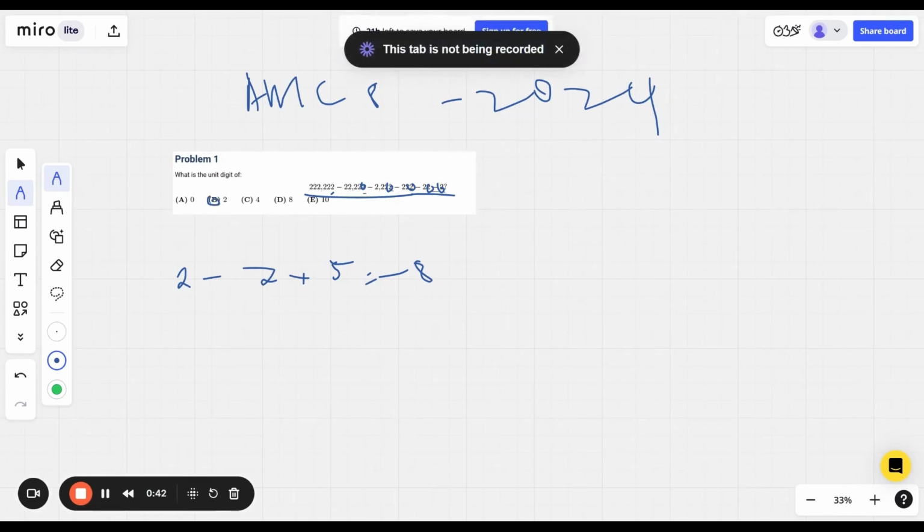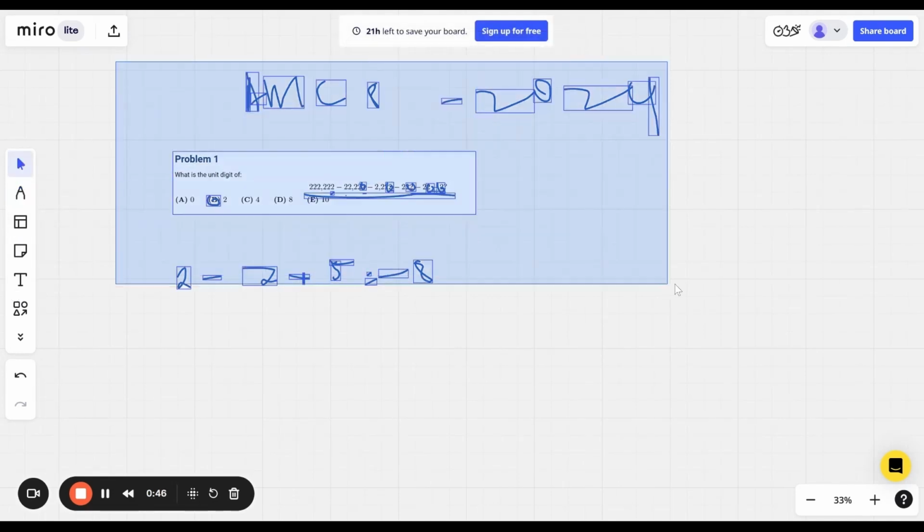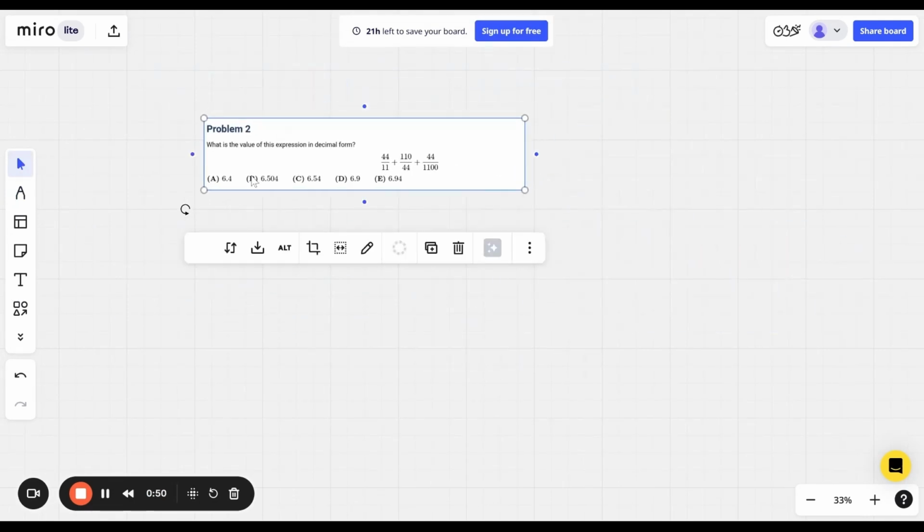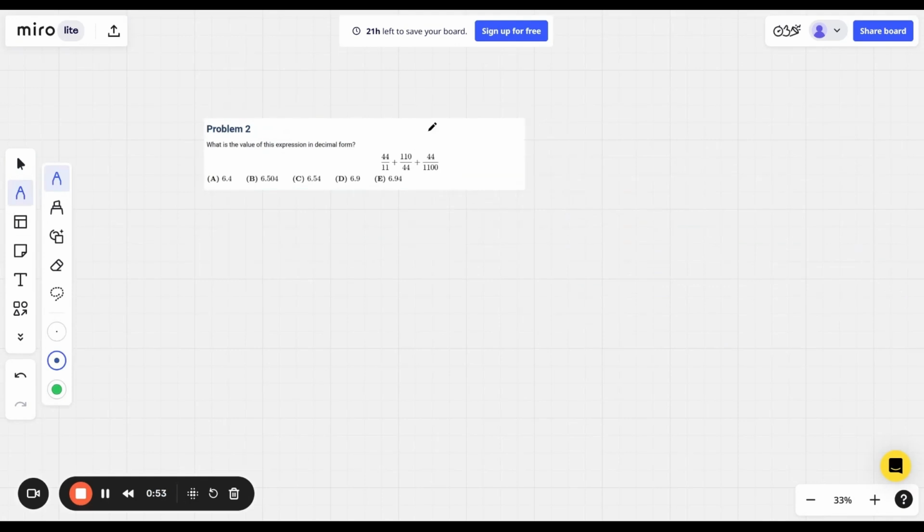For problem 2, let me clear this. What is the value of this expression? So immediately we can just single this out. That's just equal to 4. 44 divided by 11 equals 4.